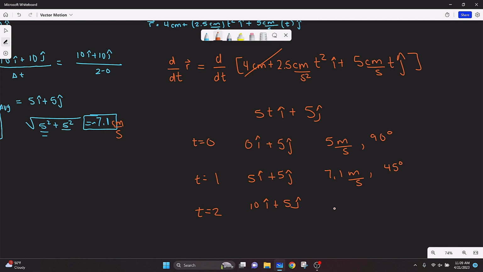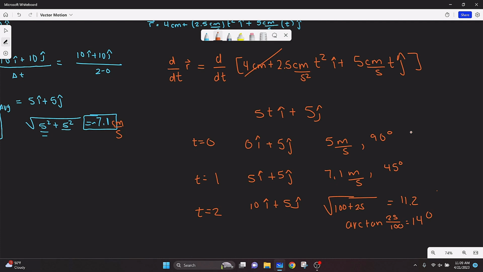And that is the square root of 100 plus 25 equals 11.2, and arctangent of 25 over 100 equals roughly 14 degrees.